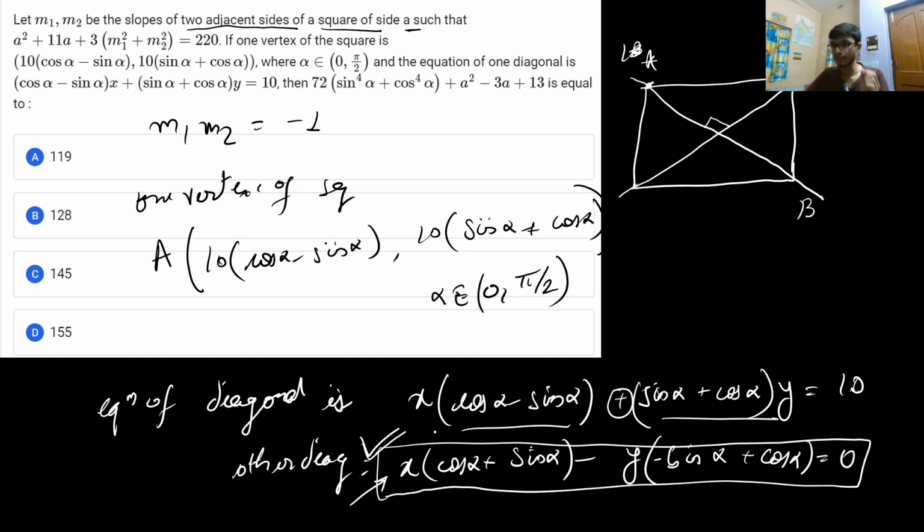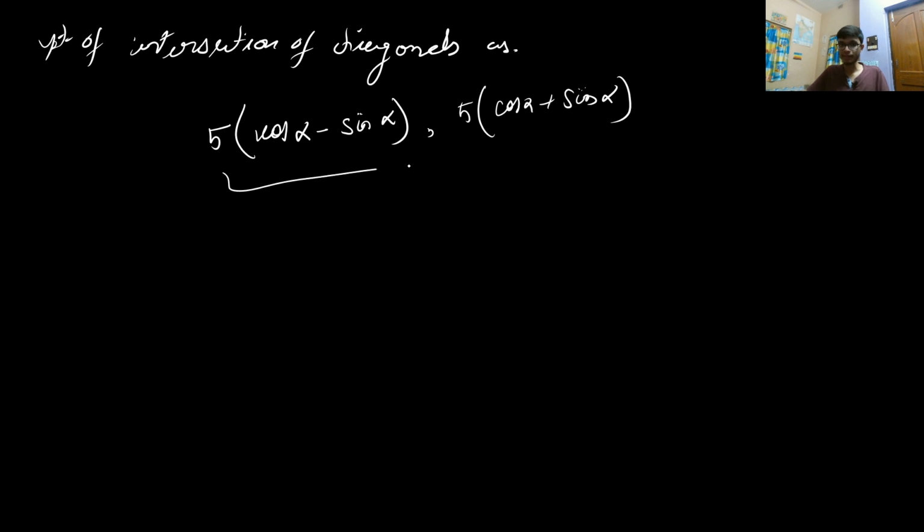Now, an important observation: if the point B is 0, 0, then the point B will also satisfy the equation of the other diagonal. So if I have these two diagonal equations, the first equation and the second equation, then on solving them I get the point of intersection of the diagonals, or the midpoint of the square, as 5 into cos alpha minus sin alpha comma 5 into cos alpha plus sin alpha. This is the intersection point of the diagonals.